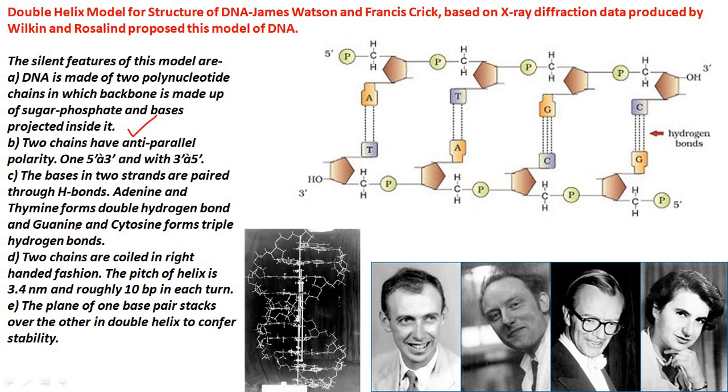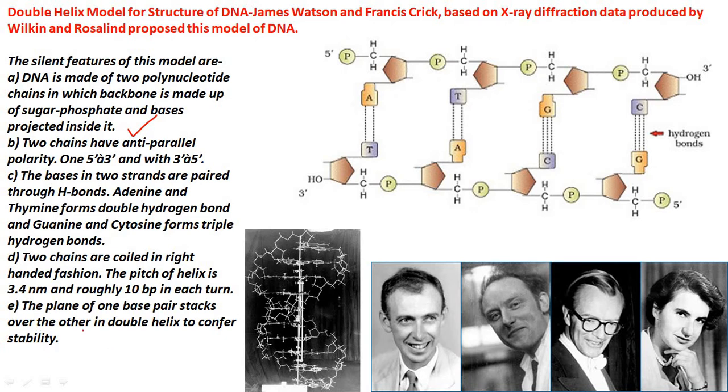The chemistry of DNA: all living organisms contain the nucleic acid in the form of deoxyribonucleic acid, and DNA consists of repeating structural units called monomers or nucleotides. Each nucleotide consists of a pentose sugar, phosphate, and a nitrogen base. So, Watson and Crick proposed this model in 1953.